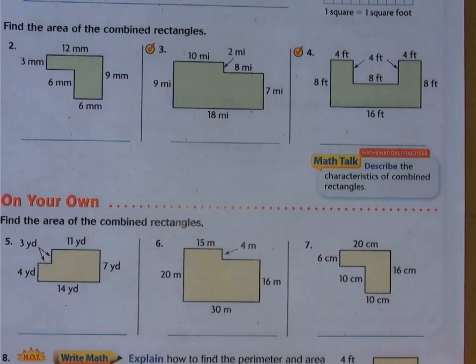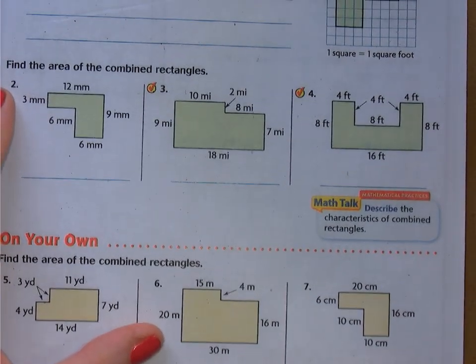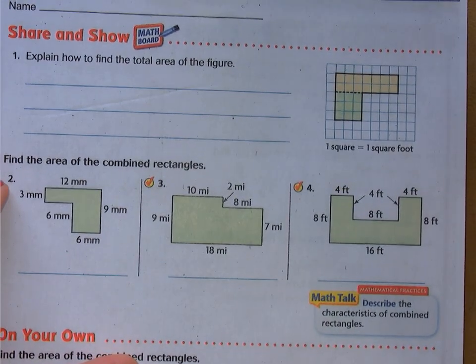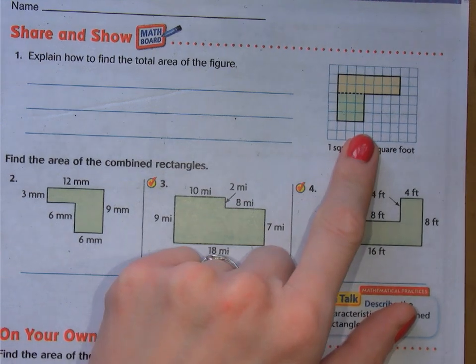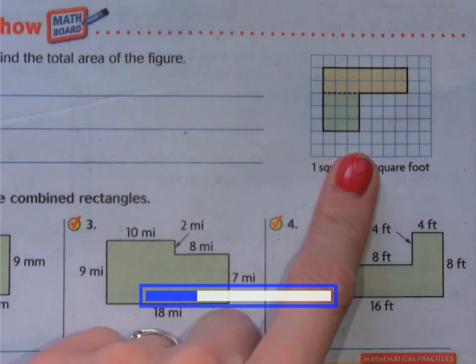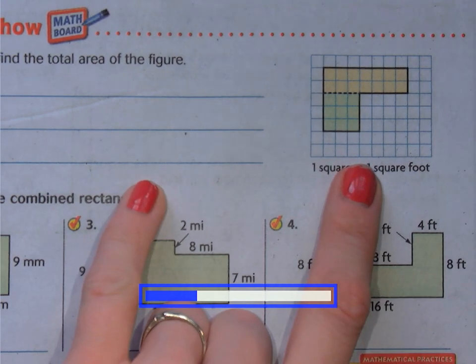Okay, share and show. Explain how to find the total area of the figure. When it gets the grids like this, it's easy. You can just count them. It's like an array in 3rd grade. Is that blurry? A little bit, I guess.